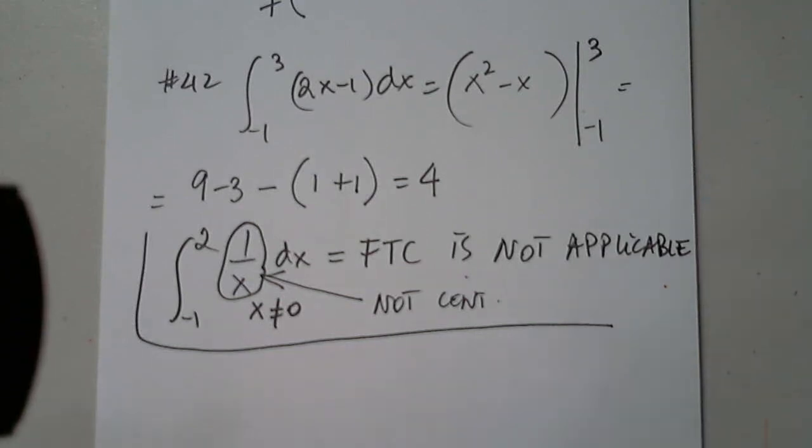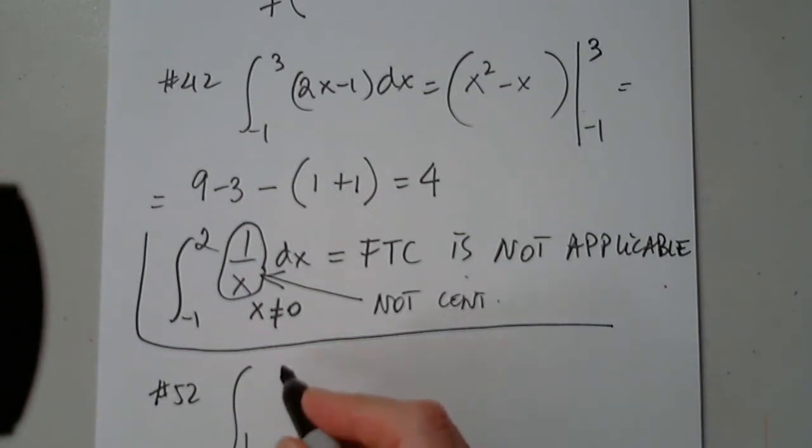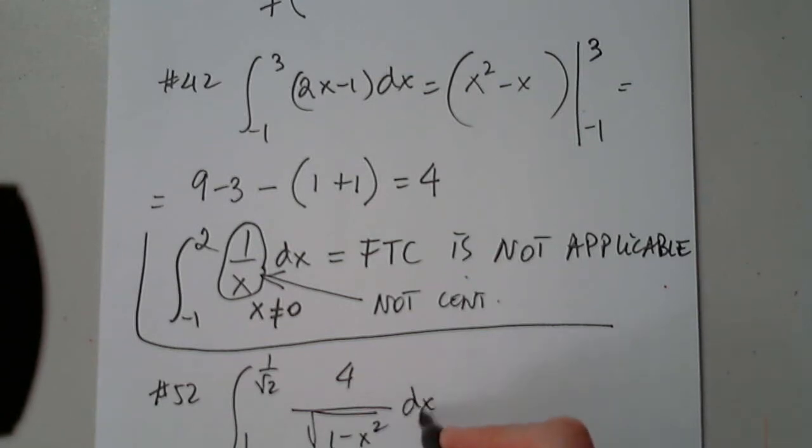So 52 is the integral from 1/2 to 1 over the square root of 2 of 4 over the square root of 1 minus x squared dx. Awesome. Very good pick. Good.